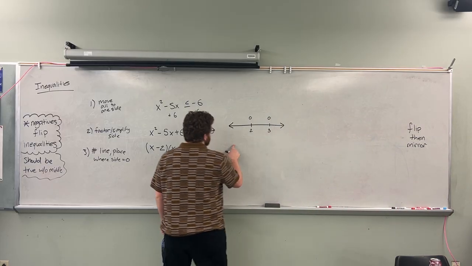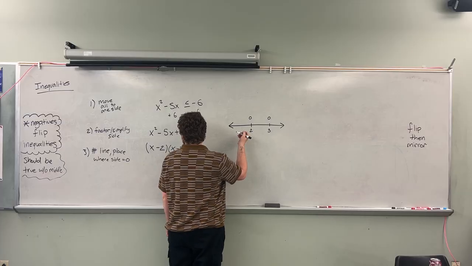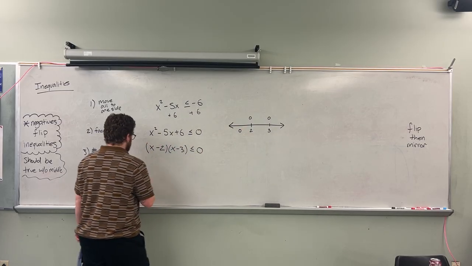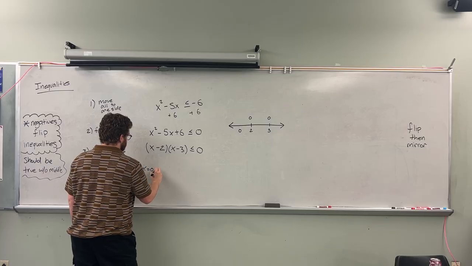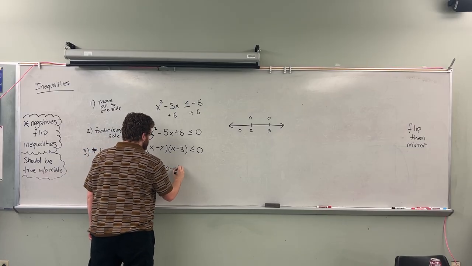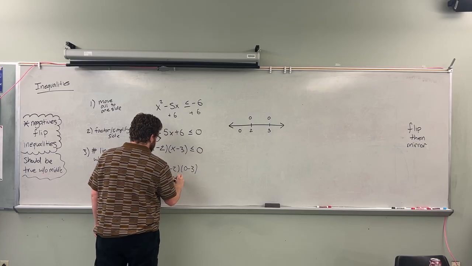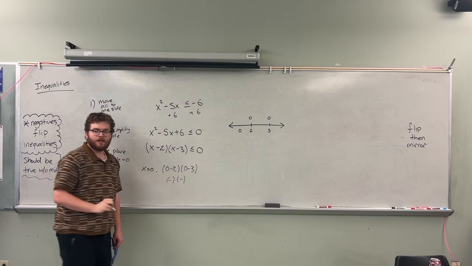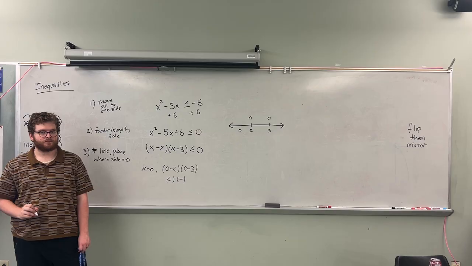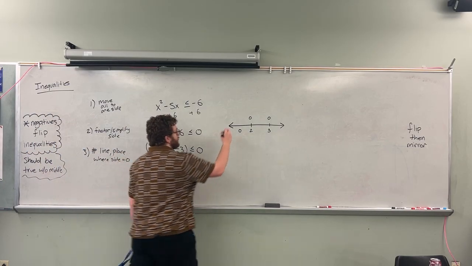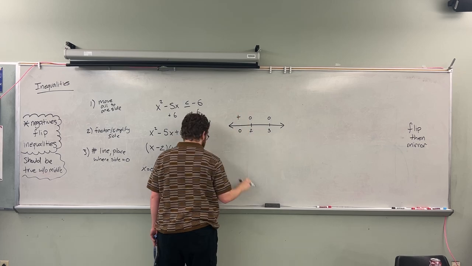So something that's less than 2, for instance, maybe 0, that's an easy one. If I plug in x equals 0, I get 0 minus 2 times 0 minus 3. That's a negative times a negative. And what's a negative times a negative? Positive. So this is positive. I'm going to put a plus there.